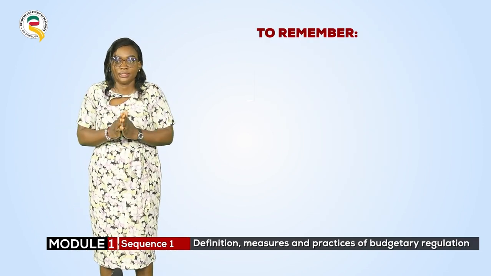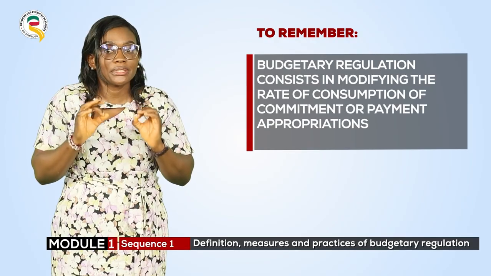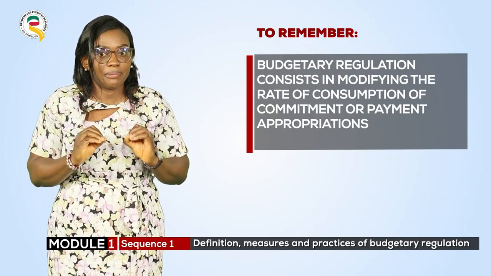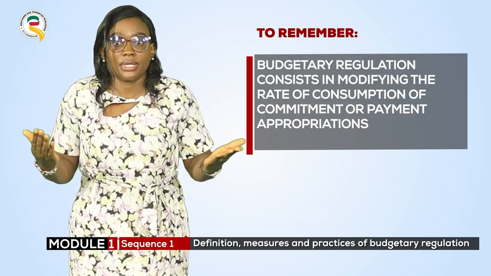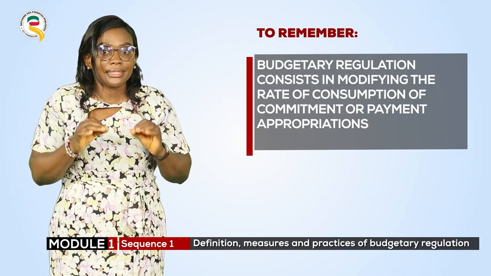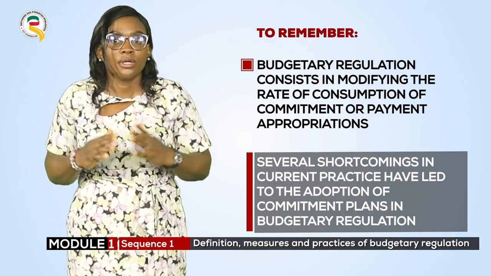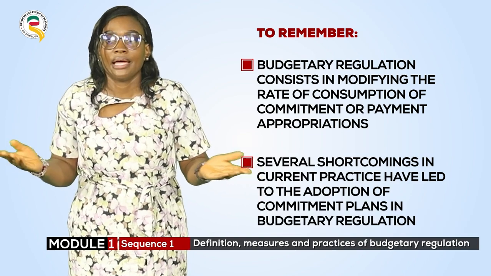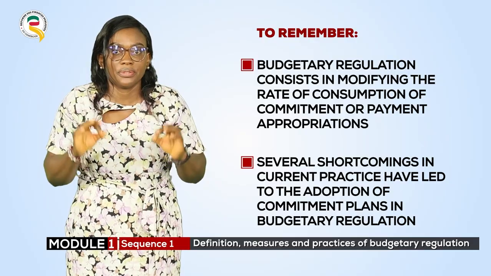From this sequence, you should remember that budgetary regulation consists in modifying the rate of consumption of commitment or payment appropriations, or in making the necessary cancellation of appropriations. And that can be implemented in several ways. You will also remember that several shortcomings in current practice have led to the adoption of commitment plans in budgetary regulation.